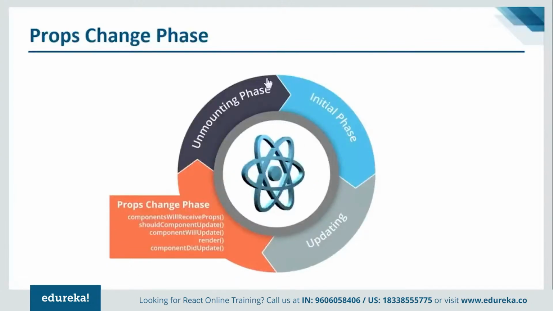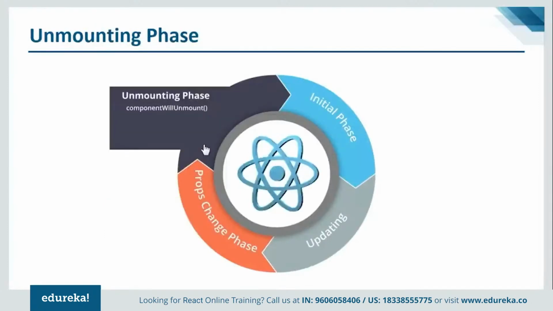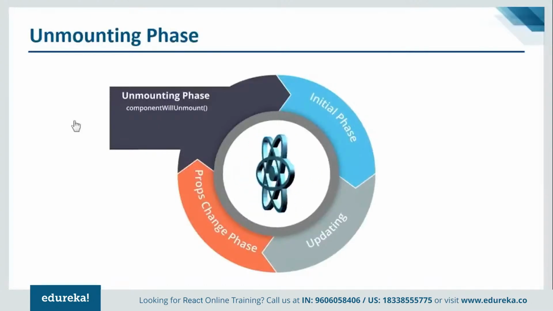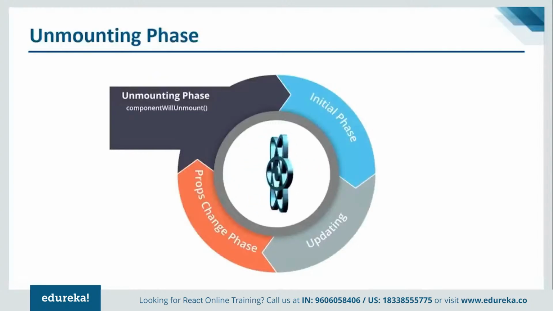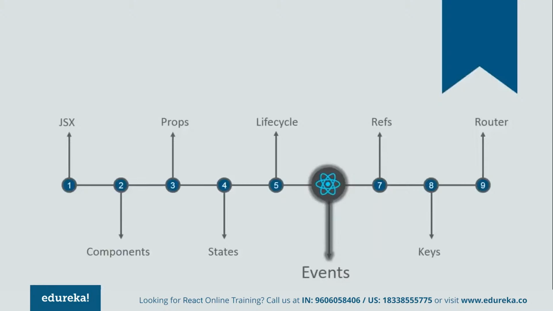Now move on to our last phase, that is the unmounting phase. Now this is the phase when the component is destroyed and removed from the DOM. There is only one lifecycle method over here, that is the componentWillUnmount method. You can perform any cleanup related tasks here, such as removing event listeners, stopping timers, etc. After this method gets called, your component is completely removed from the DOM. So here we are done with all the phases of the component's lifecycle along with their methods.